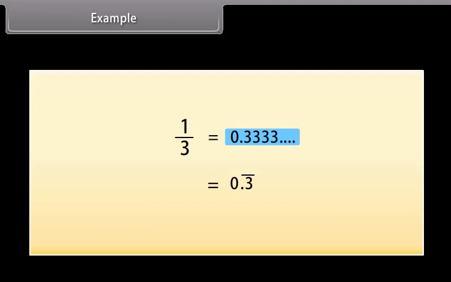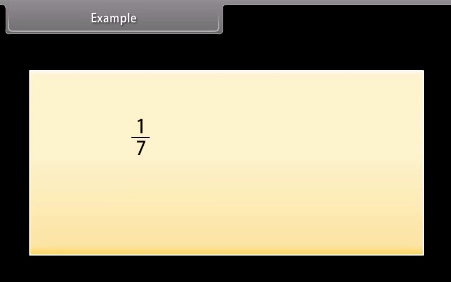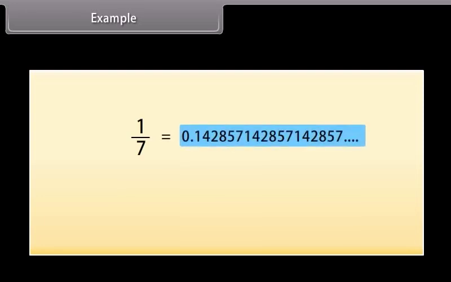Let's take another example. The decimal expansion of 1 by 7 is 0.1, 4, 2, 8, 5, 7, 1, 4, 2, 8, 5, 7, and so on. Here 1, 4, 2, 8, 5, 7 is repeating. So we can write it as 0.1, 4, 2, 8, 5, 7 bar.